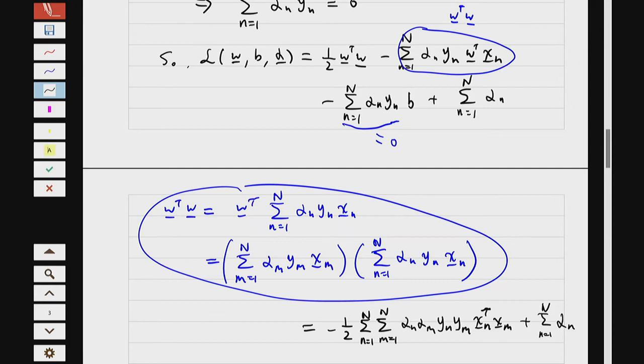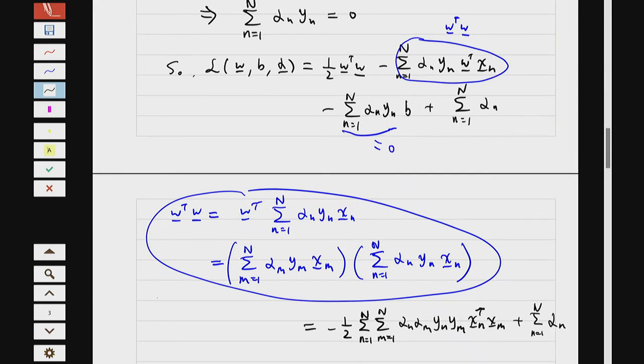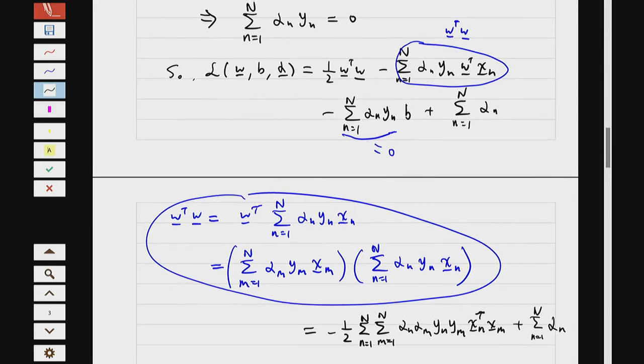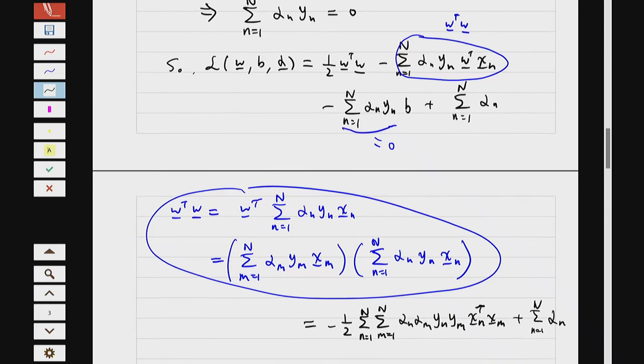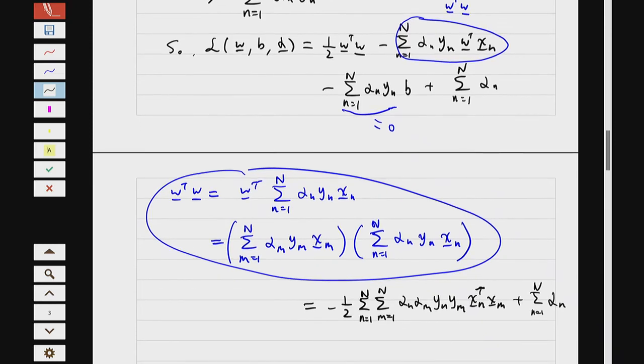Yes? Sorry, I'm a bit confused. Is W the same as W transpose? Oh, it doesn't matter because xm transpose times xn is the same as xn transpose times xm. Anyways, these are dummy variables anyways. N and m are dummy variables, I can swap them anyway. It doesn't really matter. Any way you look at it, they're the same. I understand your concern, but there's no problem. It's totally symmetrical, right?